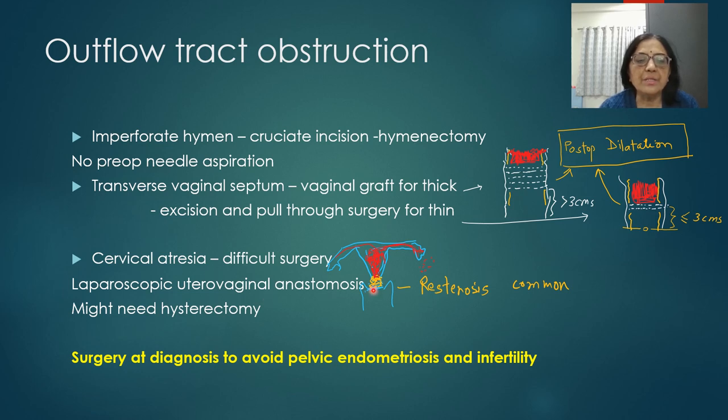Cervical atresia is a difficult surgery. Laparoscopically, utero-vaginal anastomosis is tried, but again the chances of restenosis are very high and ultimately these patients might end up in hysterectomy. The first choice of surgery is always conservative, laparoscopic utero-vaginal anastomosis, or even laparotomy, open surgery, can be tried. But what is difficult in these cases is that they usually already have pelvic adhesions because of severe endometriosis. As there is only hematometra, it first proceeds to hematosalpinx and retrograde spillage of menstrual blood, leading to severe pelvic endometriosis and pelvic adhesions, and that is why surgery is sometimes difficult in these cases.